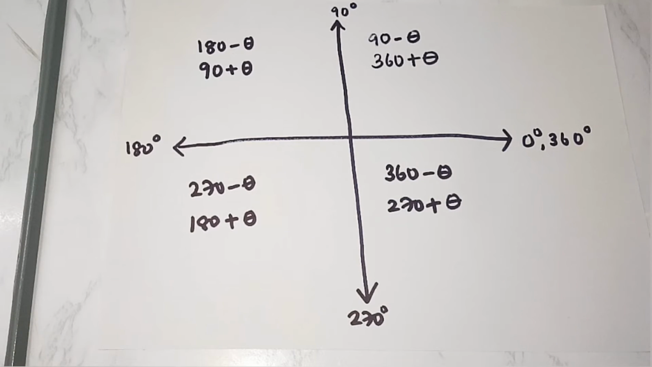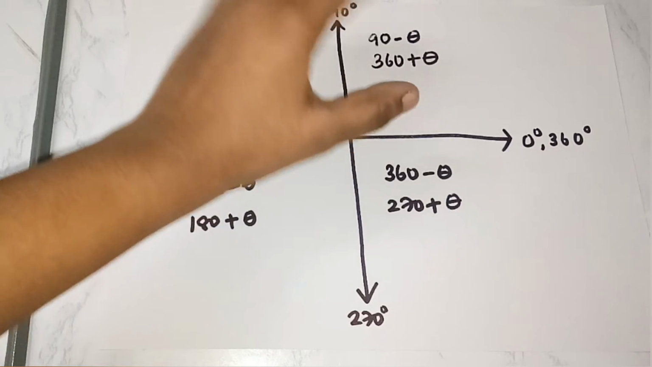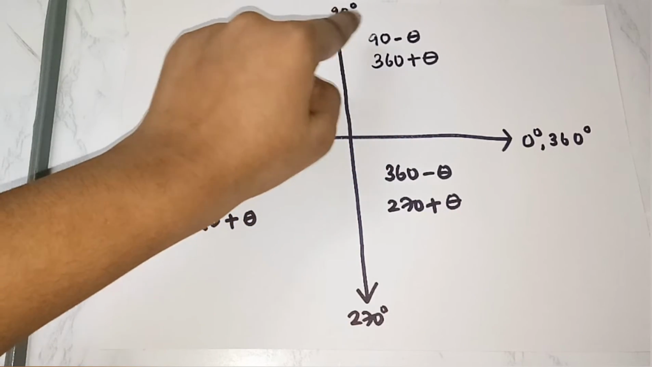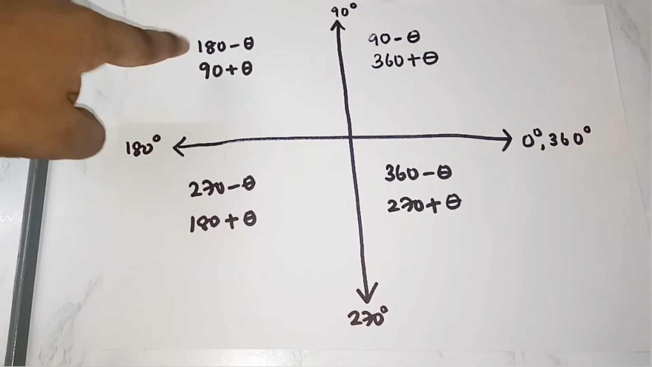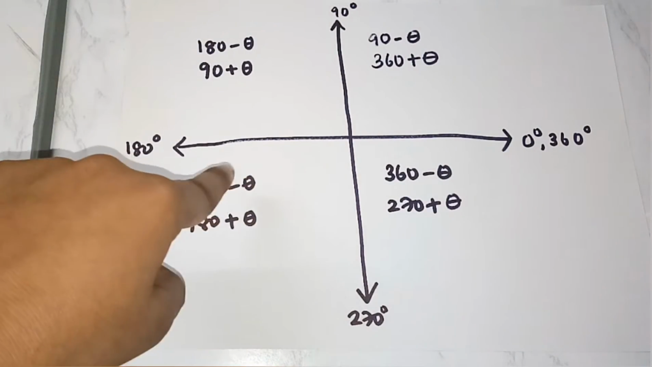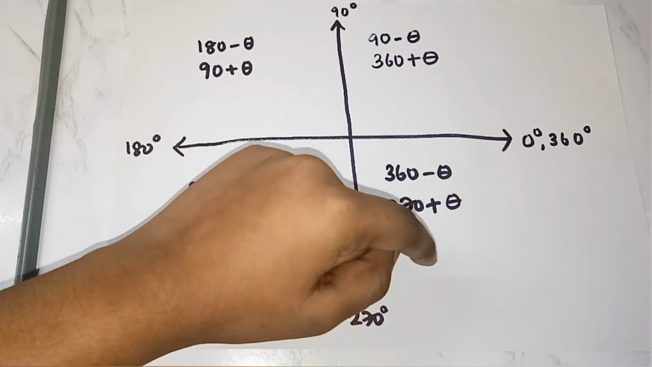By now, I assume that you would have found the general trend. That is, we start with the minus theta of that particular quadrant. Here the highest number is 90 degree minus theta. Second quadrant, 180 minus theta. Similarly, third, 270 minus theta. And the fourth, 360 minus theta.